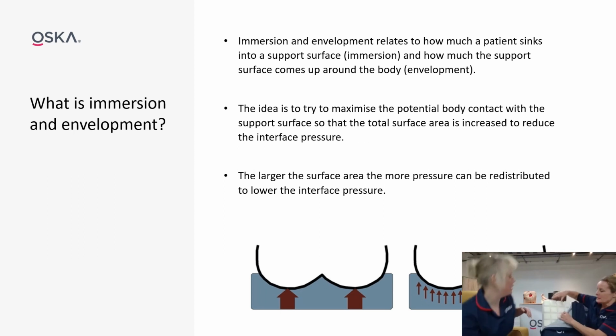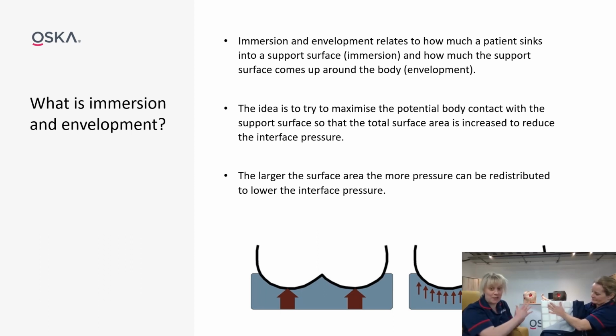So in terms of immersion, if Valerie just pushes her hand into the cushion, you can see how her hand is sinking into the foam, so it has the ability for her hand to immerse into the surface, but it's also coming up and around her hand to not only support it, but also maximise the surface area that we can get, so that we can really lower the interface pressures beneath the patient.